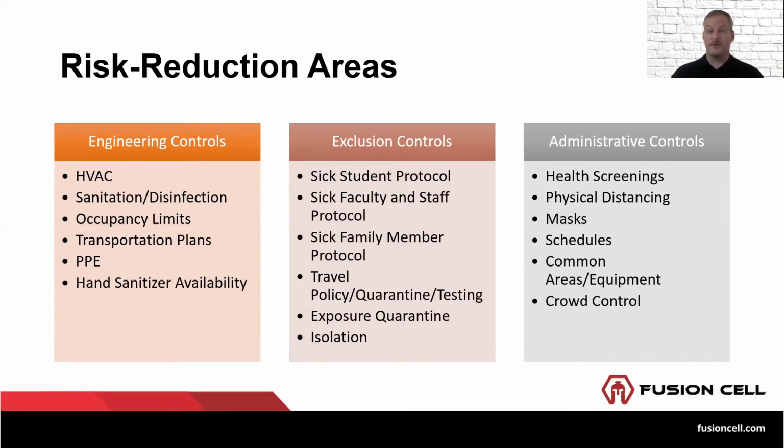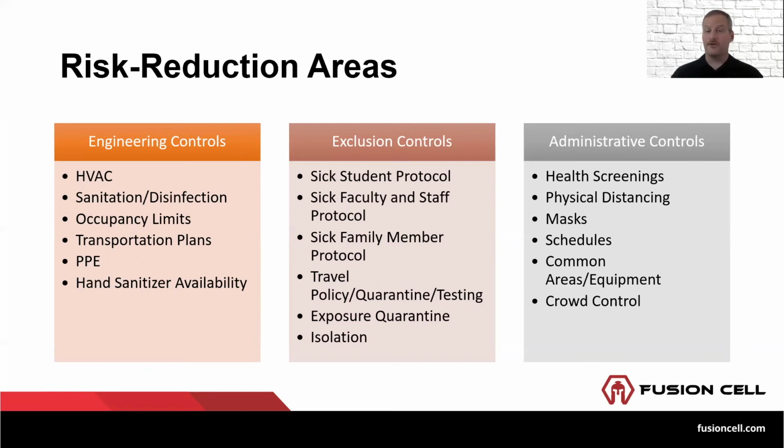For exclusion controls, you need to be able to assess the health and safety of faculty, staff, and students before they enter the building. This relies on the principle that people will take their own health screenings, parents will be responsible for their children, and nobody will enter the building if they are sick.